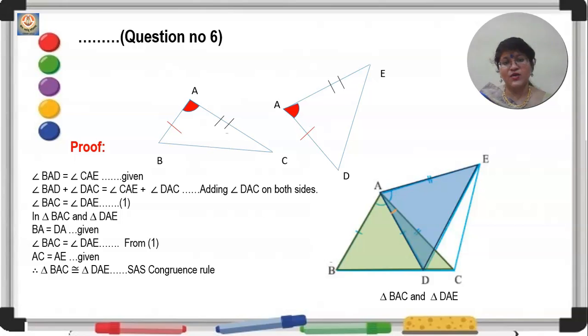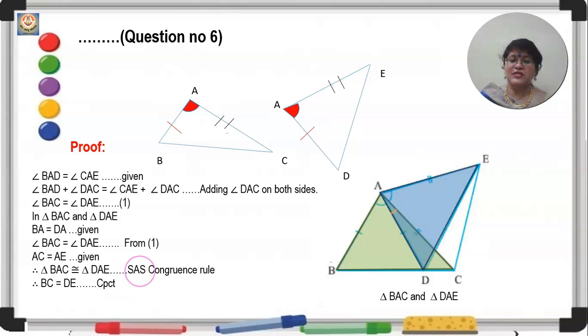If the two triangles are congruent by SAS congruence rule, then we have, therefore, BC will be congruent to DE. So BC congruent to DE, CPCT, corresponding parts of congruent triangles, and that is what we needed to prove. Students, please make a note of this, and this is a very, very important question.